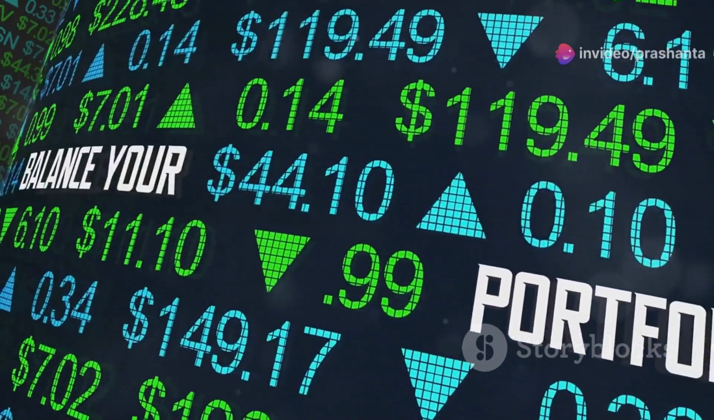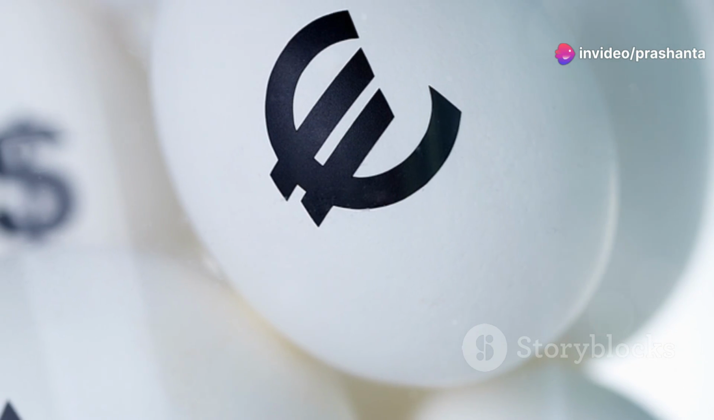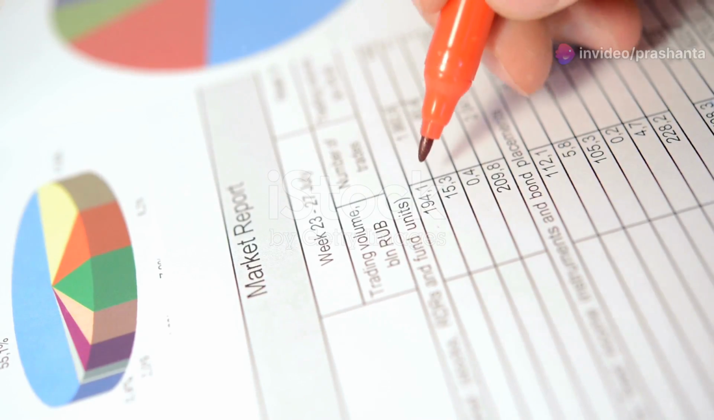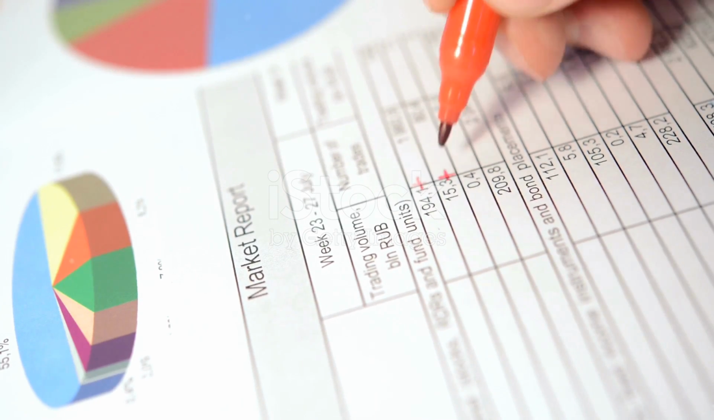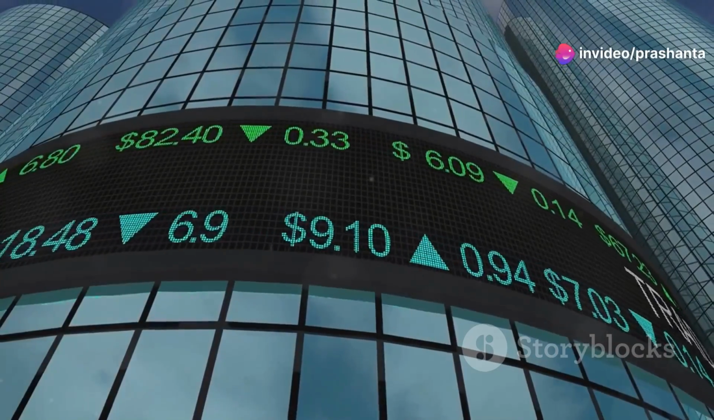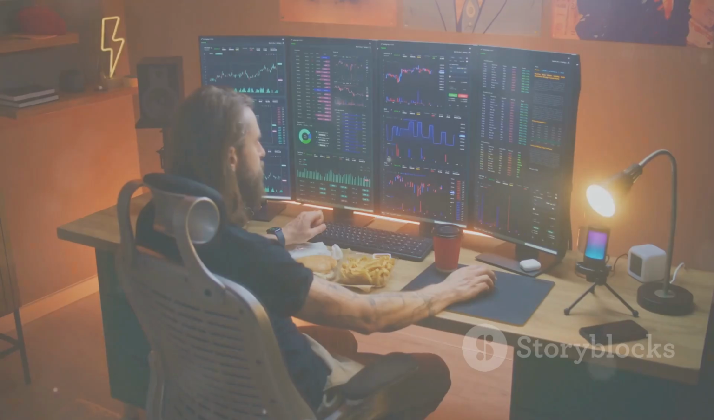Another essential strategy is to diversify your options portfolio. Don't put all your eggs in one basket. Instead, spread your risk by investing in options on different underlying assets or different sectors. And finally, remember that options trading is not a get-rich-quick scheme. It requires patience, discipline, and a willingness to learn and adapt.